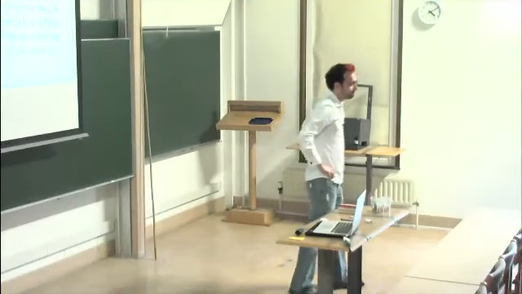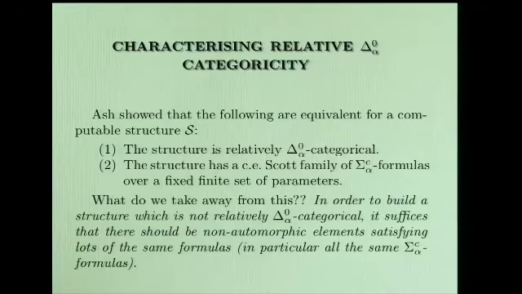Okay? So most of the details though aren't really important. So basically, what do we take away from this? If we want to build a structure which is not relatively delta zero alpha categorical, then it suffices that we ensure that there are non-automorphic elements in the structure which satisfy lots of the same formulas. Okay, in particular, all the same computable infinitary sigma alpha formulas. But anyway, so we want to build a structure in which we have non-automorphic elements that satisfy lots of the same formulas, right? So we better choose a particular way of doing that.